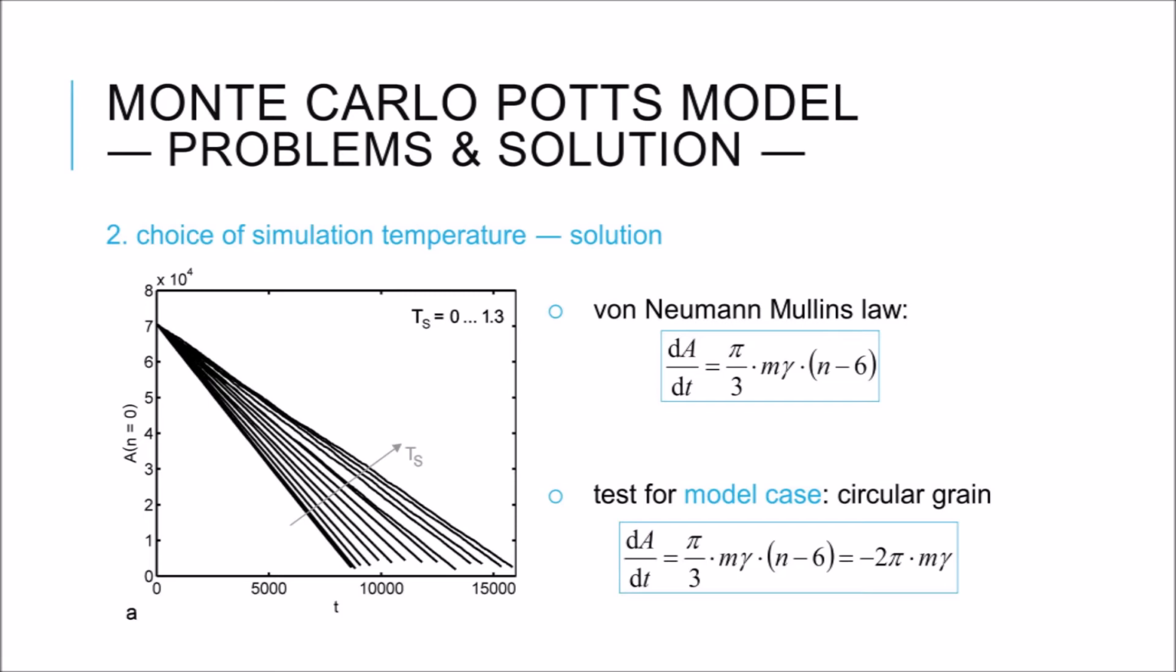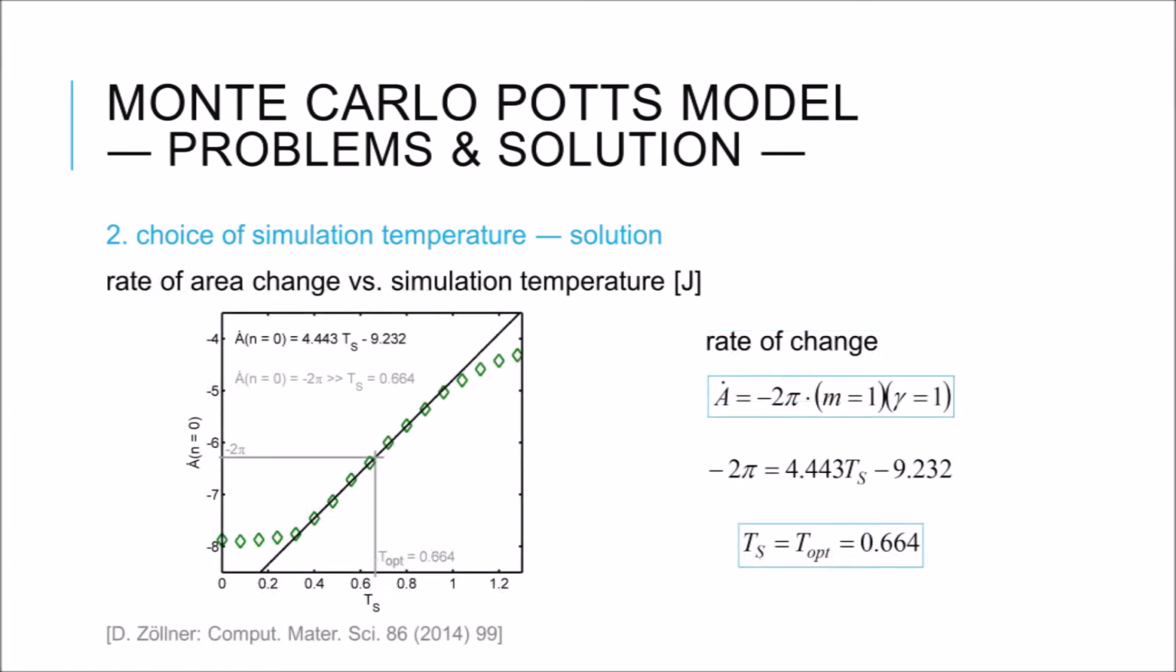Now I can plot the slopes that you can see here as a function of the simulation temperature. And the result? Well, we see that apparently the area change rate is indeed a function of the simulation temperature, and only at one point we get that the slope equals minus 2 pi, and this is precisely my optimal temperature of 0.664.